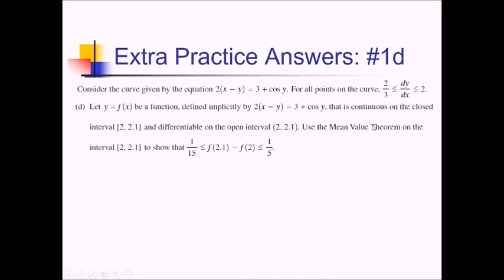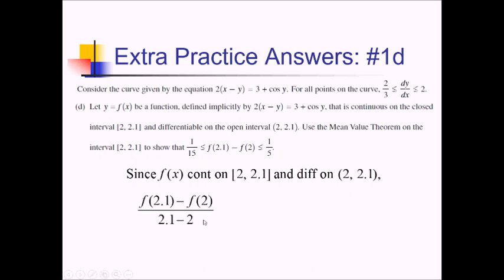So let's talk a little bit about the mean value theorem. The mean value theorem says if your function is continuous on a closed interval, like the one they set up there, and differentiable on the open interval, then the average rate of change along that interval is guaranteed to equal the derivative at some specific place on that interval. So we can say that f prime of c equals the average rate of change, which would be f of 2.1 minus f of 2 over 2.1 minus 2. So this has to equal f prime of c for some c value on the interval from 2 to 2.1.